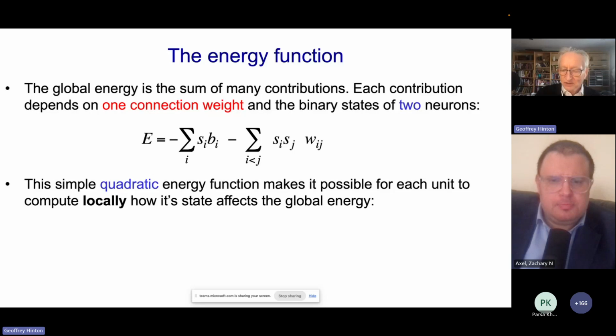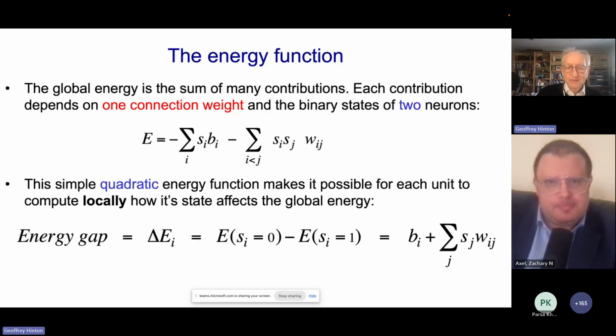So this quadratic energy function makes it possible for each neuron to know how its state contributes to the global energy. So for neuron i, it'll have what I call an energy gap, which, given the states of all the other neurons, is the energy of the whole network if you turn neuron i off, minus the energy of the whole network if you turn neuron i on. That's the energy gap of the neuron. It's how the energy changes as you change the state of the neuron. And that energy gap is just the bias of neuron i plus the sum over all the connections coming from other neurons j of the weight on the connection.